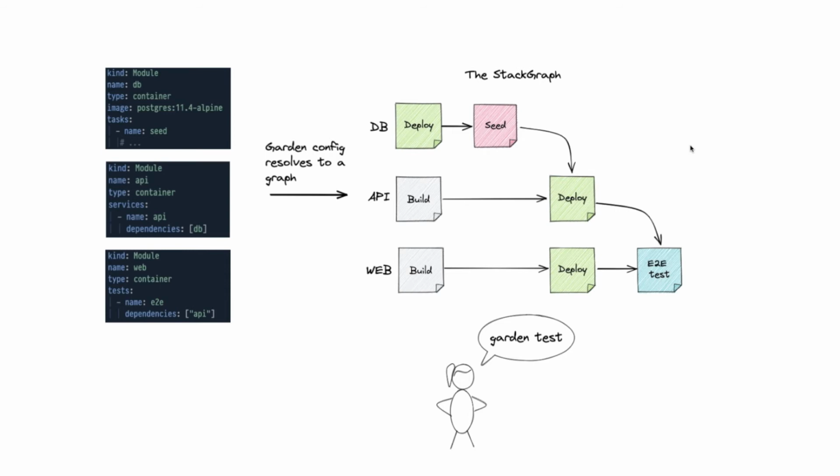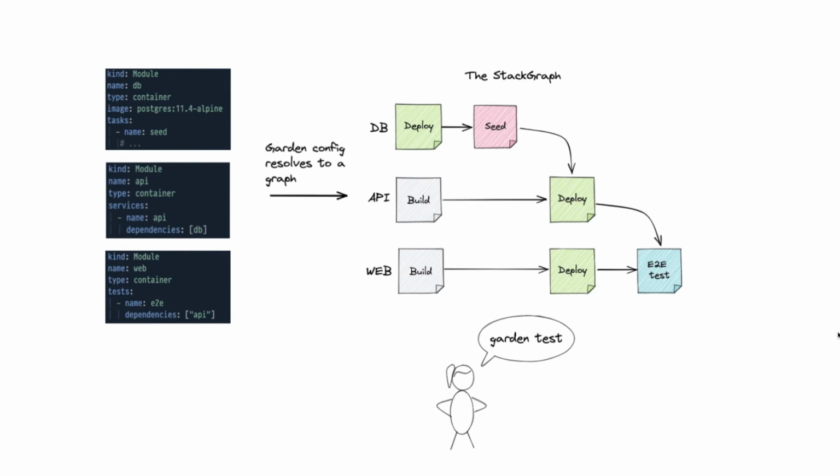Garden caches the results of every node in the graph. If the test is flaky and we need to rerun it, only the test gets rerun. If we change the code in, say, the web service, Garden will know to rebuild and redeploy the web service before running the test, but ignore other nodes. More generally, Garden will know to always execute the minimal subgraph.